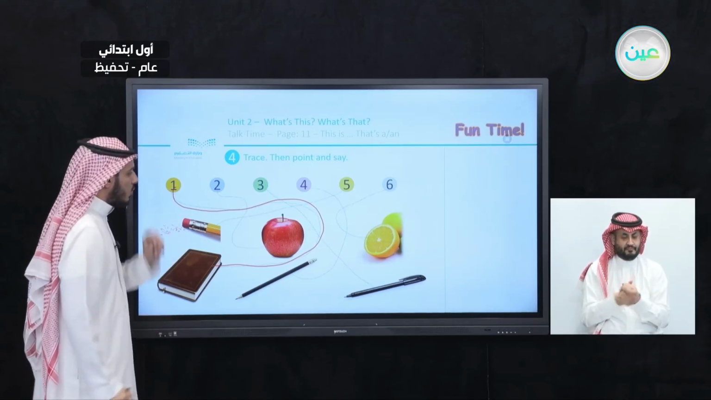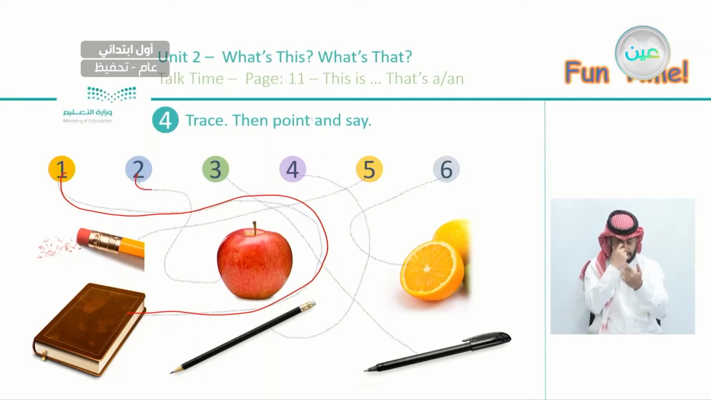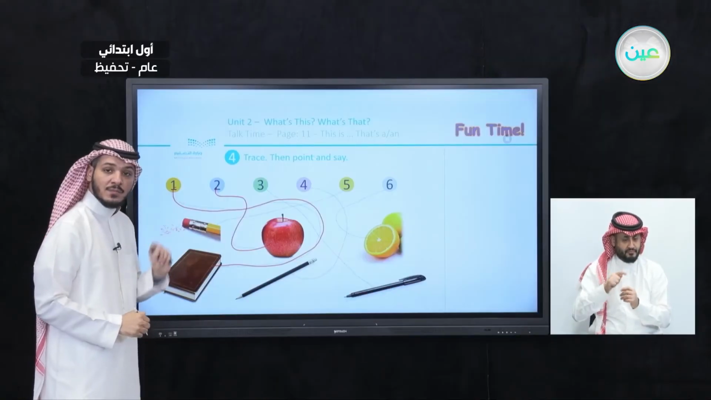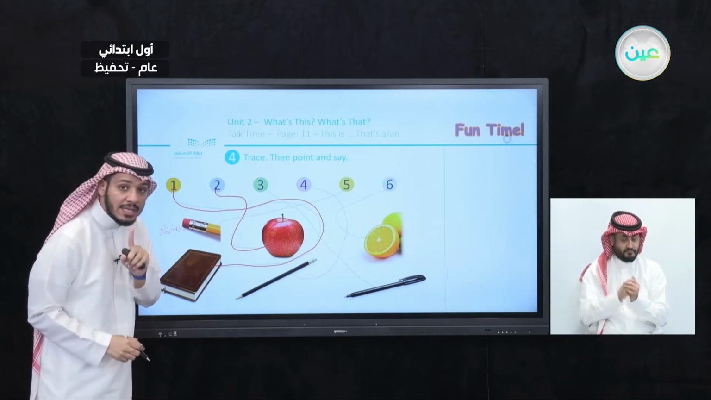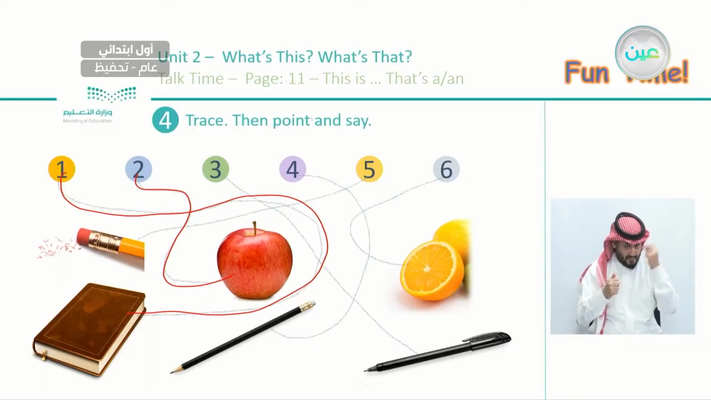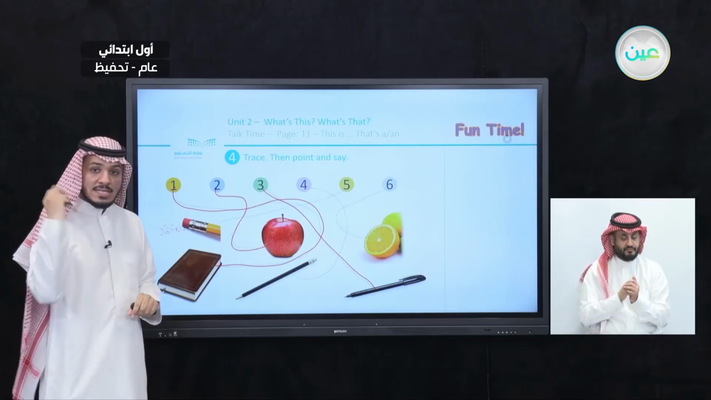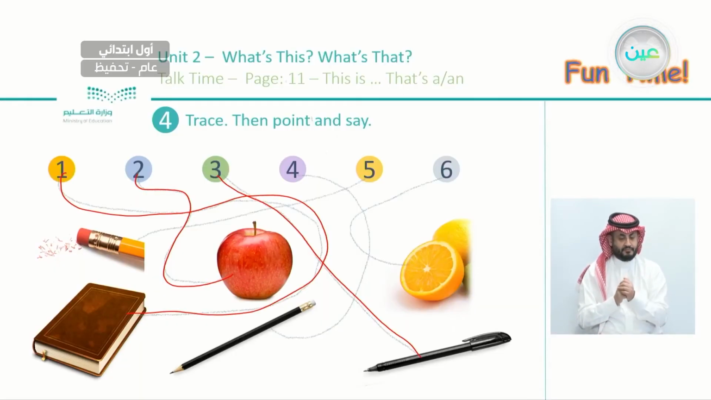Excellent. Okay, number 2. Let's trace. So number 2, go down and reach here. What's that? It's an apple. Excellent. Okay, number 3. So this is number 3 and go there. Now what's that? It's a pen. Excellent. It's a pen.